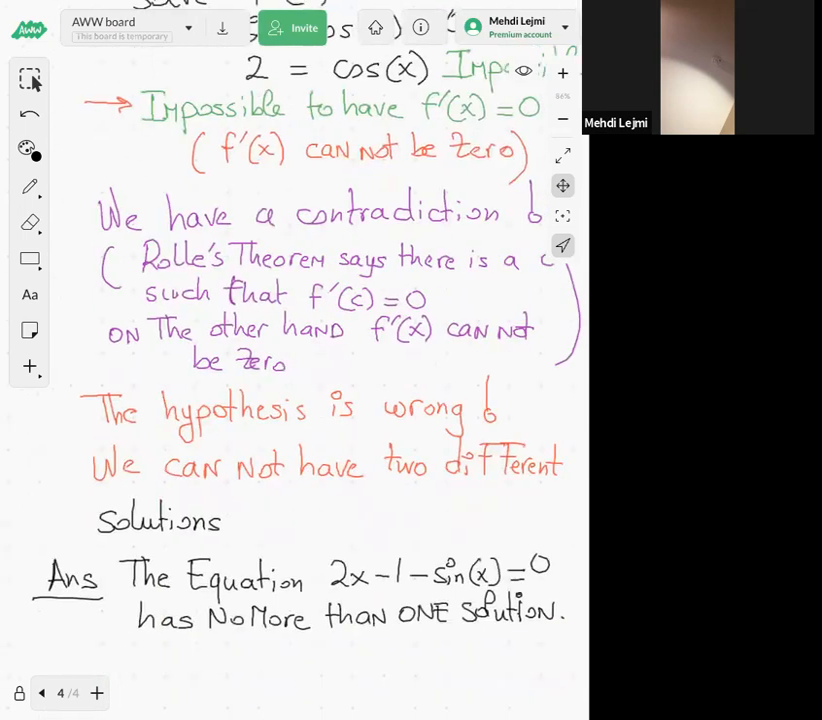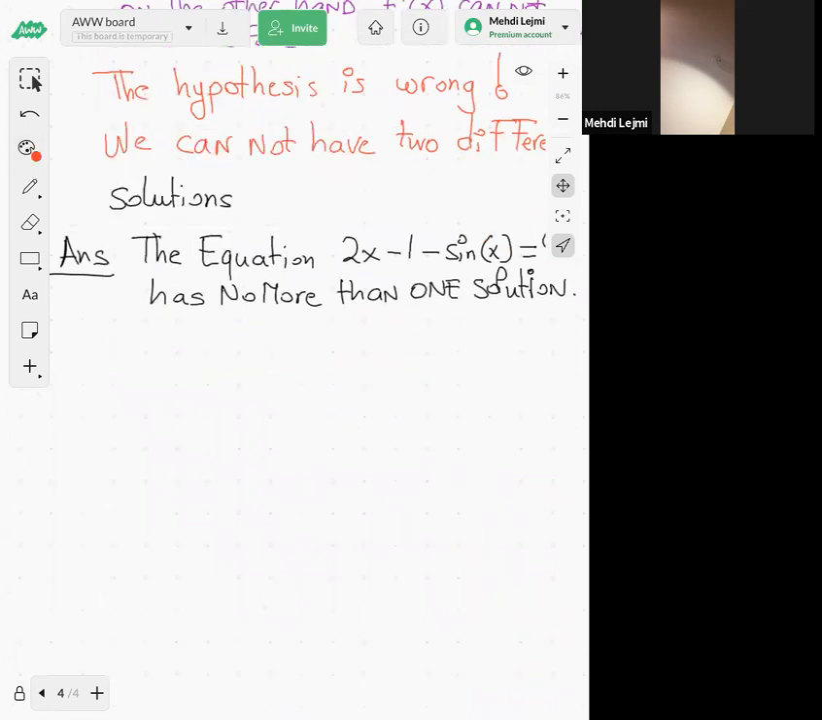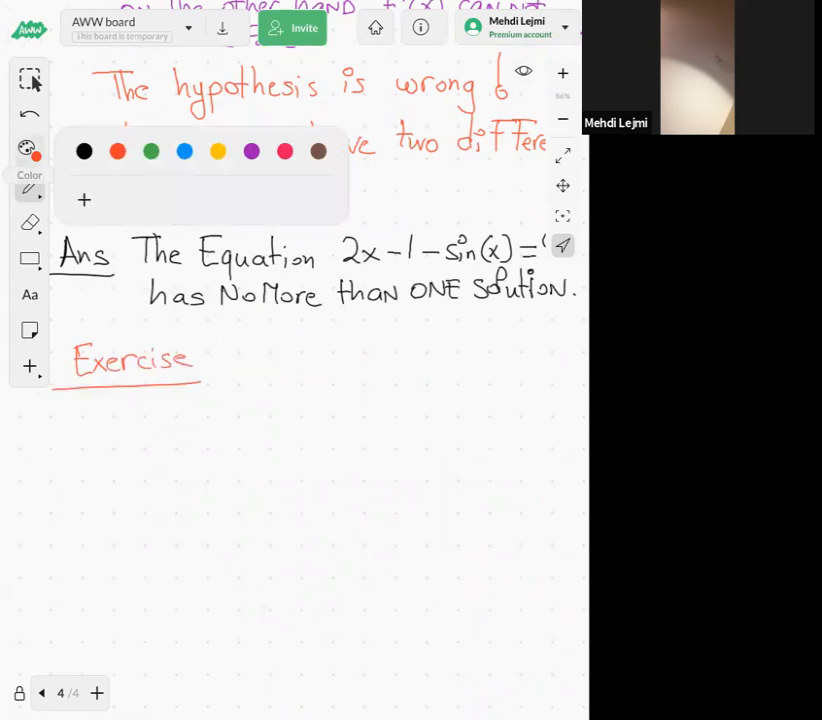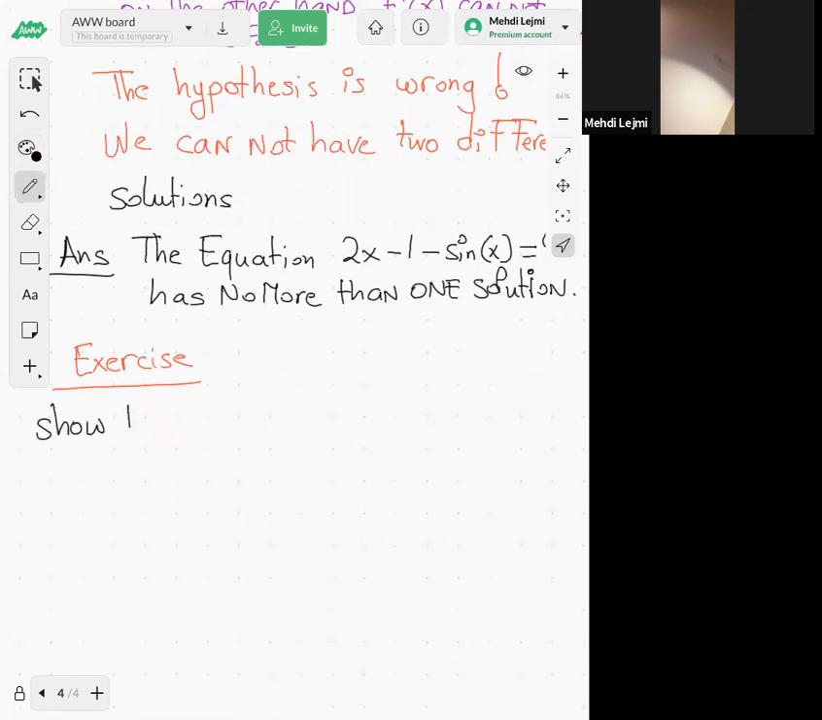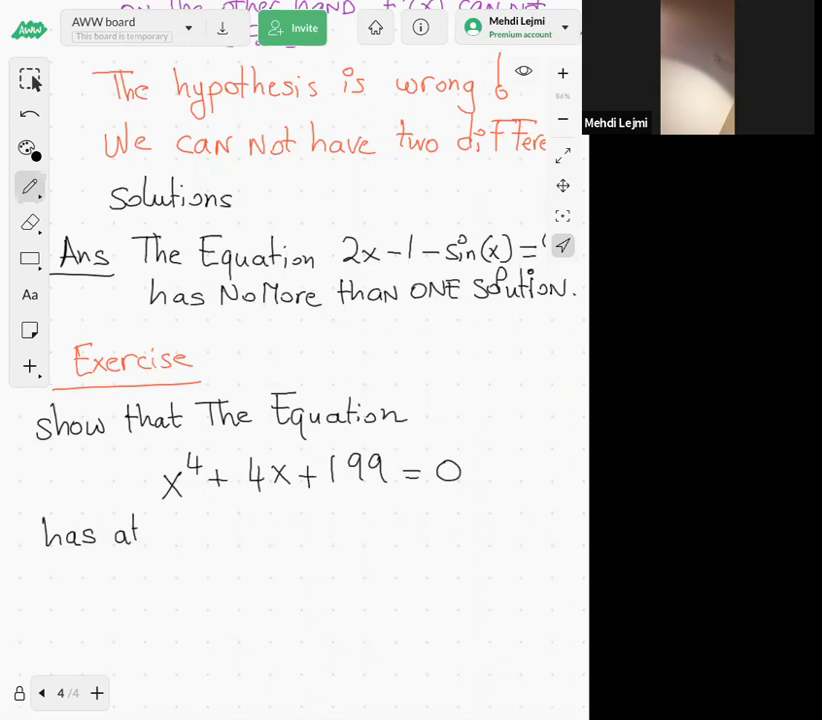Okay, so here's an exercise. Show that the equation x fourth plus 4x plus, let's say, 199 equal to 0 has at most two solutions. Two real solutions, of course.